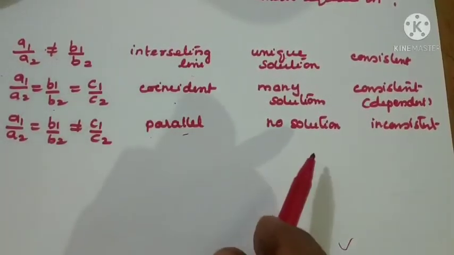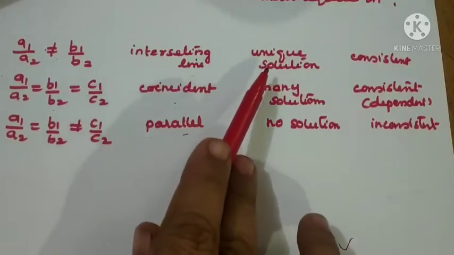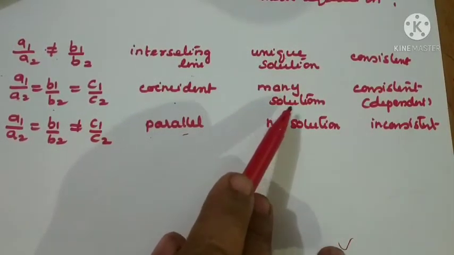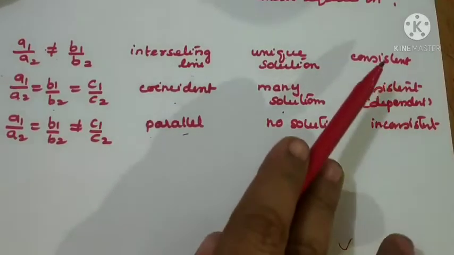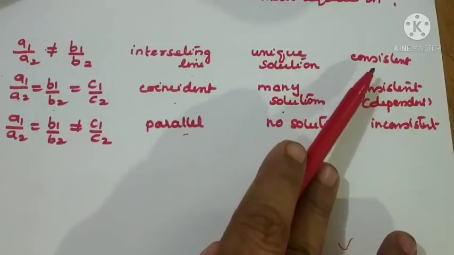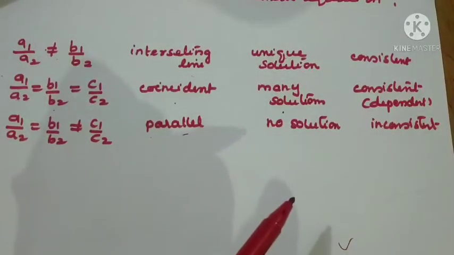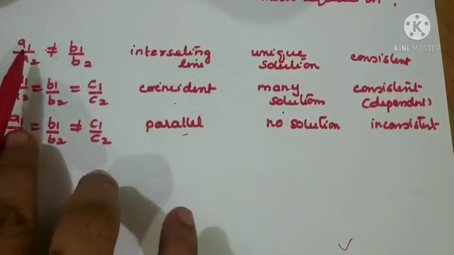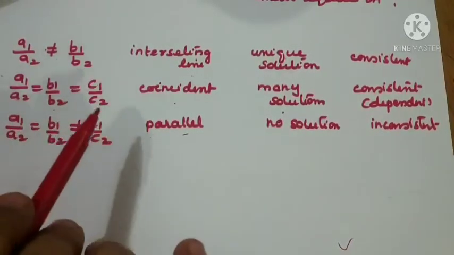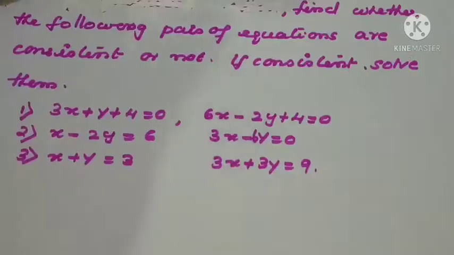So this table is required. Without drawing the graph also, we are able to tell whether it is having a solution or not having any solutions, and whether it is a consistent pair or an inconsistent pair. Each time there is no need of drawing the graph. With the help of the coefficients and constants, we can make the conclusions.